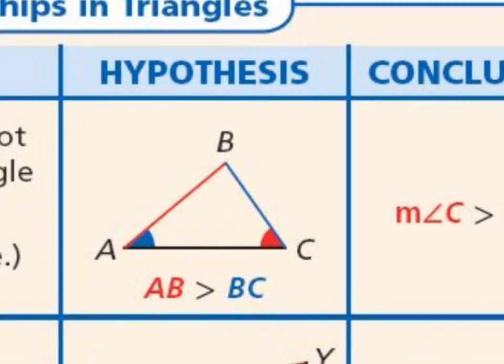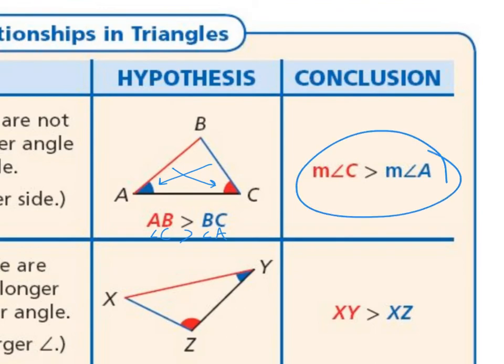What angle is opposite of side AB? Angle C. So angle C is opposite of AB, and what angle is opposite of BC? Angle A. So therefore, angle C is going to be greater than angle A, which is right here.